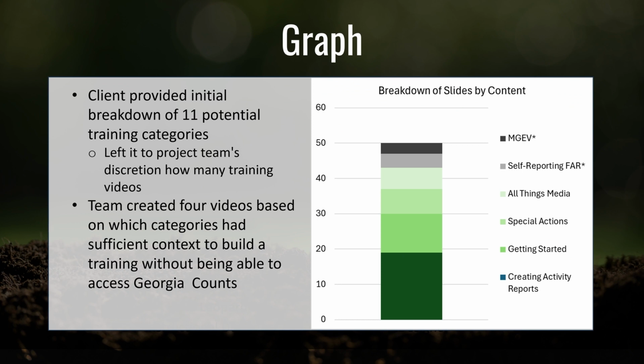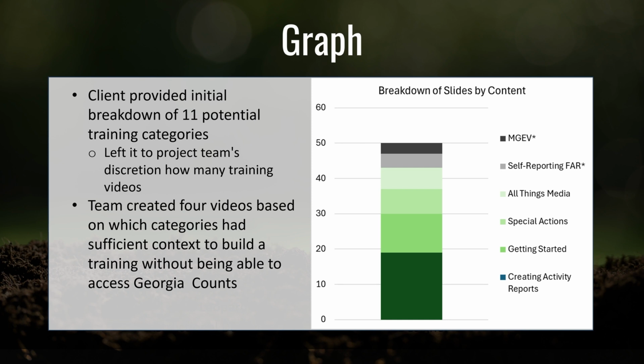So yeah, the client originally provided 11 potential training categories, and it left it to the project team's discretion how many training videos we would develop from these. So immediately, our first question was, is there enough content to fill 11 videos of 3 to 5 minutes? And there just isn't, which worked out. We created 4 videos based on the categories that would give sufficient context to build a training without access to George Accounts, again given the limited information that we were given.